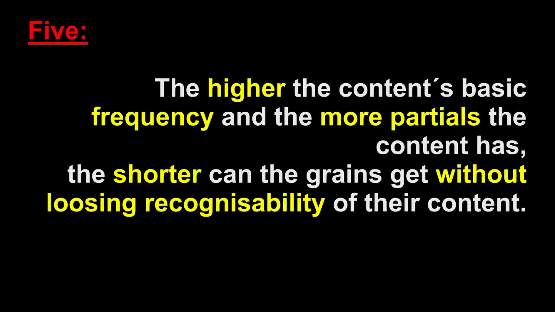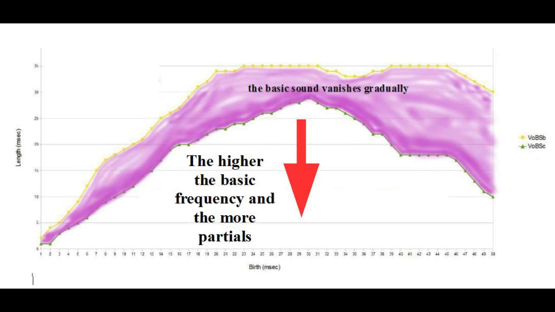Number 5. The higher the content's frequency, the shorter the grain can be without losing the root note, or without the content getting not recognizable any more. The lines VO-BSB and VO-BSC go down. And the more complex and richer with partials the grain's content is, the shorter a grain can be without losing the recognizability of its original content.